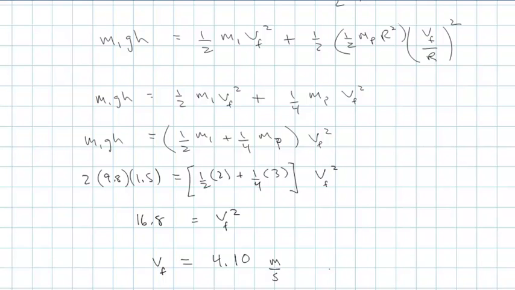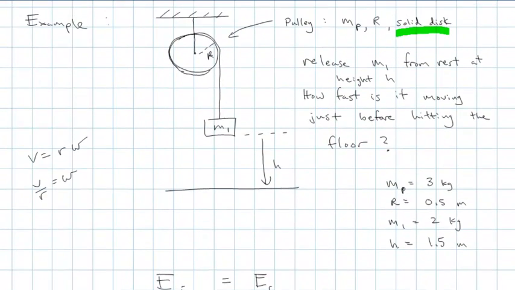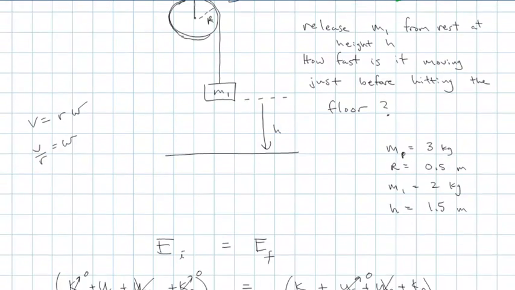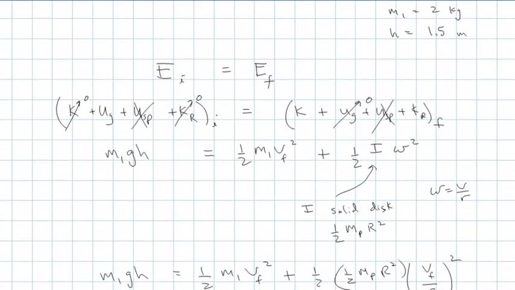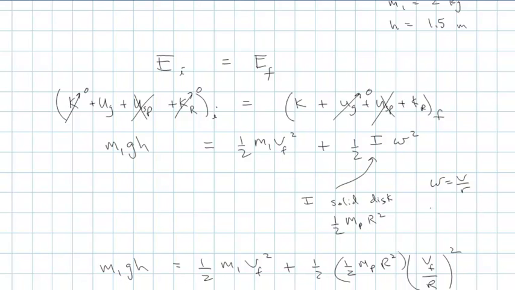So in this case, I get 4.1 meters per second. So this was a good example of how you would set up an energy conservation problem, including rotational energy. You have to substitute in for the rotational inertia. You'd often look that up in the table in the textbook.